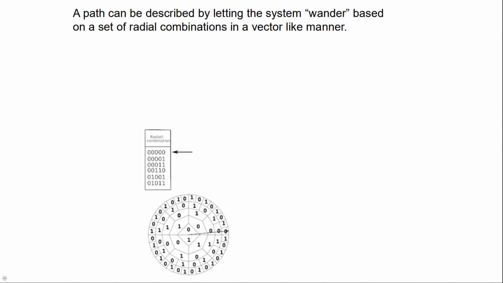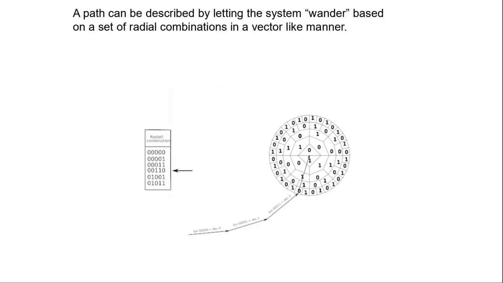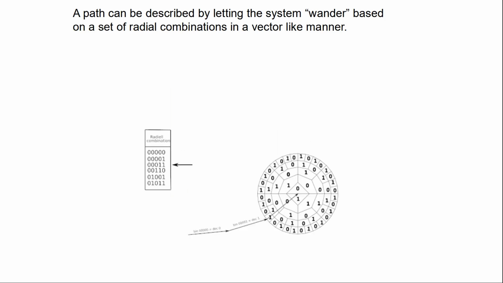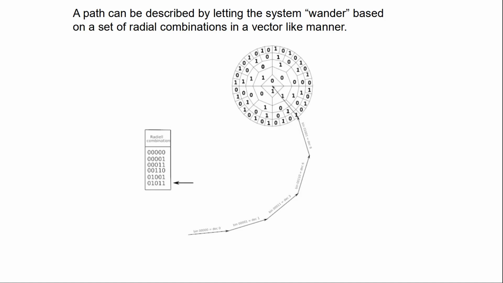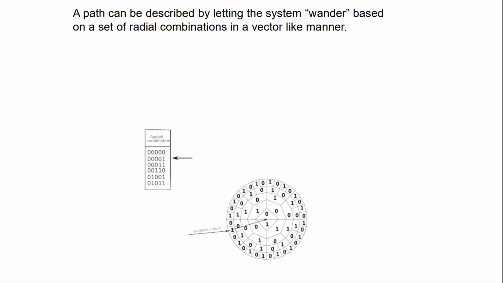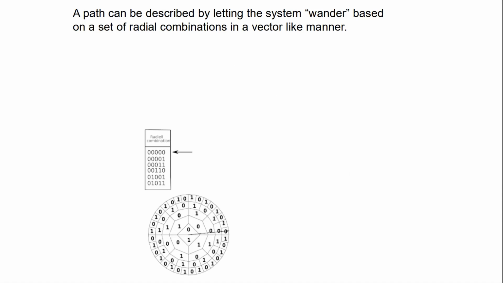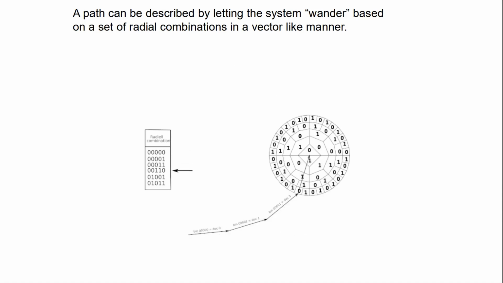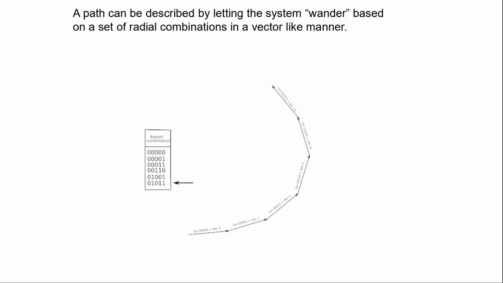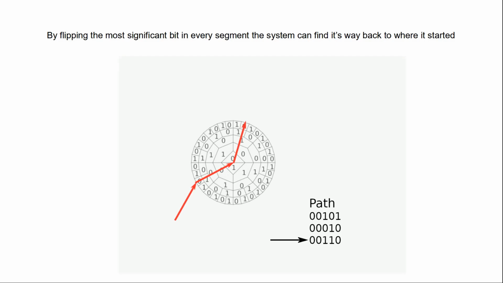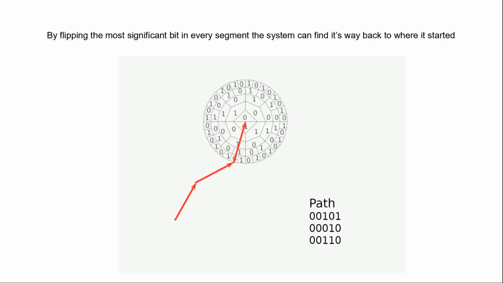A path can be described by letting the system wander based on a set of radial combinations in a vector-like manner. By flipping the most significant bit in every segment, the system can find its way back to where it started.